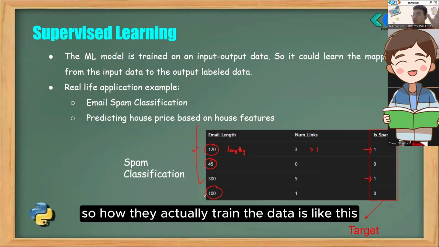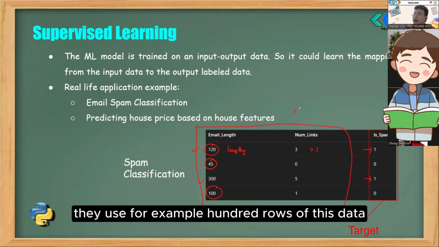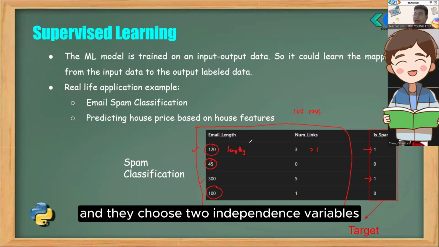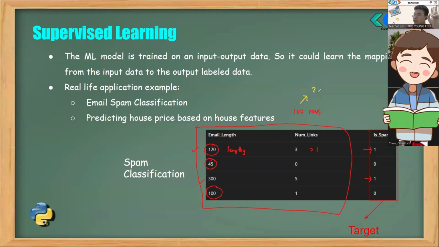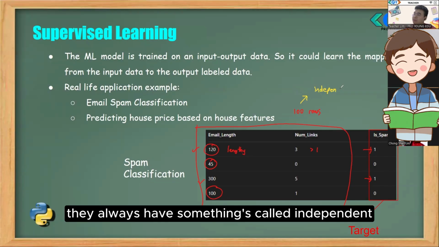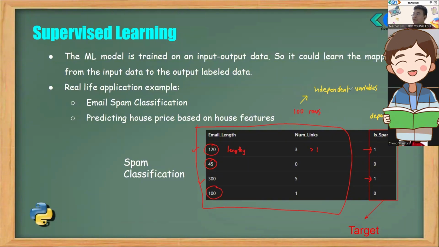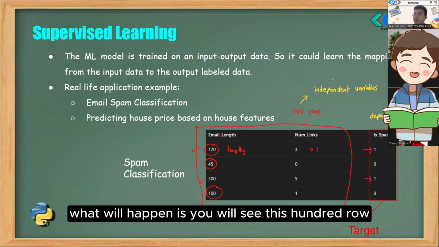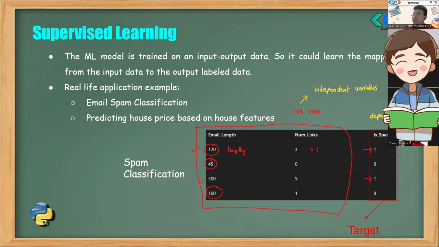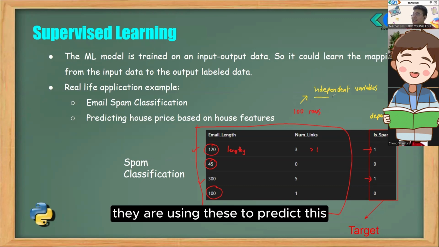So how they actually train the data is like this. They use, for example, 100 rows of this data and they choose two independent variables. They always have something called independent variables. And the spam here is actually the dependent variable. When they choose the independent variables, you will see these 100 rows. They are using this to predict this.